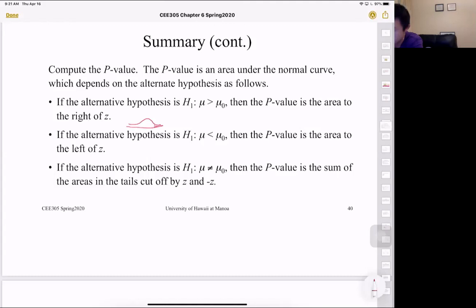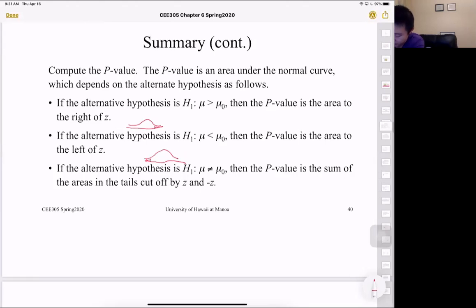which is this area. If H1 is set up as mu less than mu 0, then the p-value should be the area to the left of z. It should be here. If H1 is mu not equal to mu 0, then it should be a two-sided tail. Based on that, and table 8.2, we calculate the p-value.